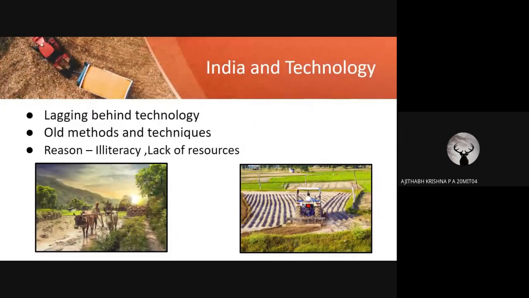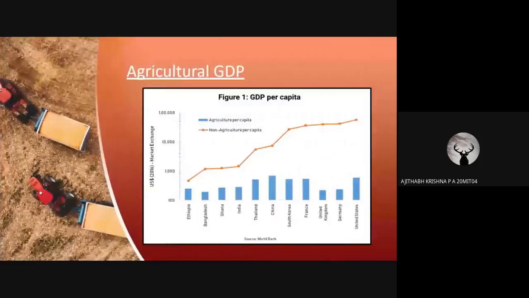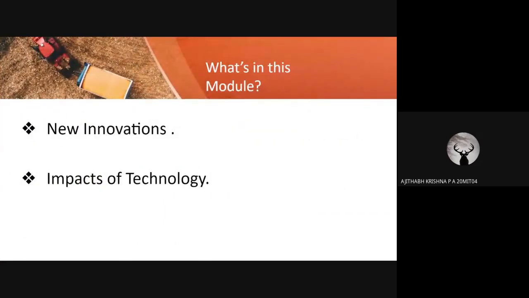Now let's talk about India and technology. India is always lagging behind in technology, especially in the field of agriculture, because most of the farmers use old stereotypical methods and techniques for farming. Now let's check the GDP based on agriculture. We can see that India's agriculture per capita is low when compared to countries like the US, China, France, etc. One of the main reasons is the lack of technology. So in this session, let's talk about next level innovation in farming, its impact, both negative and positive. So I'm handing the session to Ajisha. Thank you.